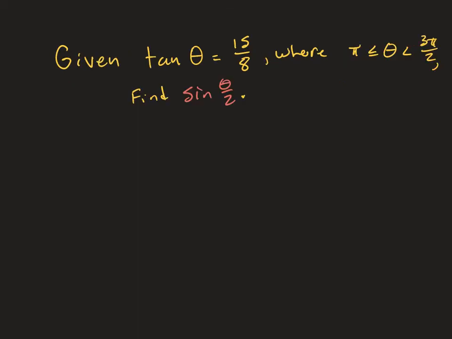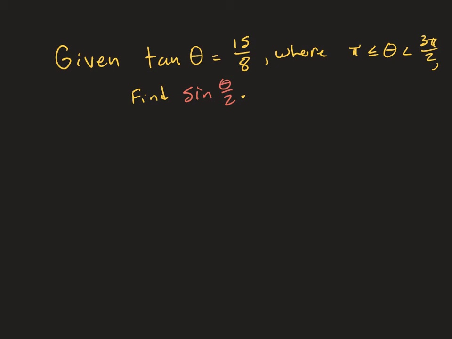We had problems similar to this one when we studied the double angle formulas, so we're going to attack these in the same way. Here we're given tangent of theta equals 15 over 8. We're also told that theta is between pi and 3 pi over 2. That's the third quadrant. That's just to help us make sure we know which sign our answer should have. Okay, that's for theta. And we are asked to find the sine of theta over 2.